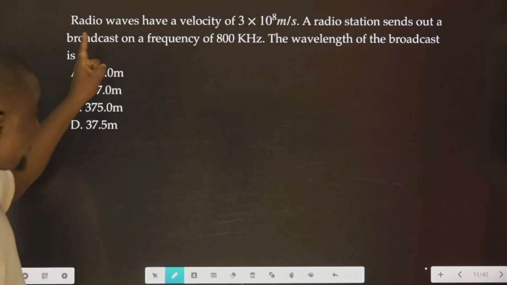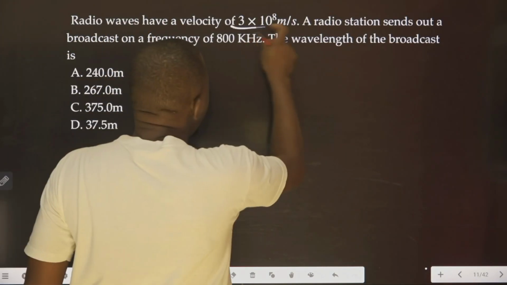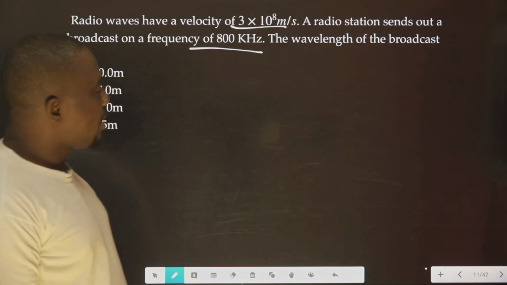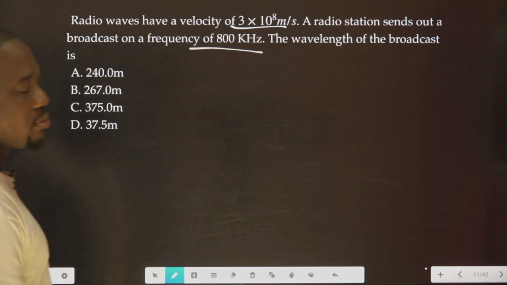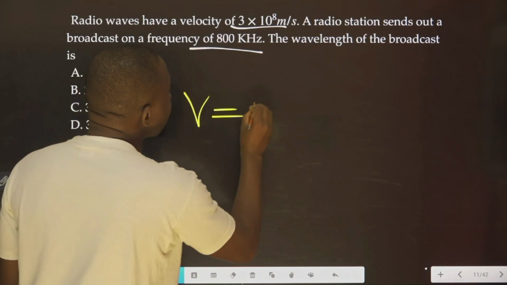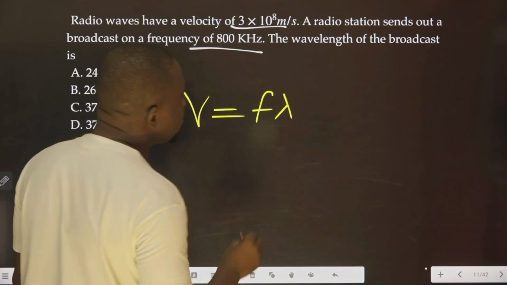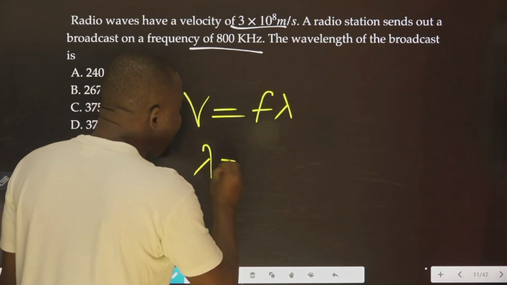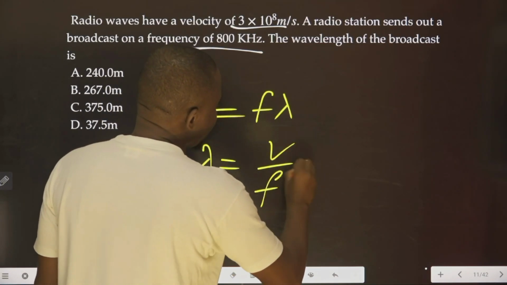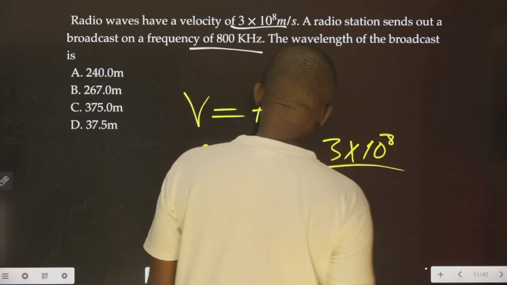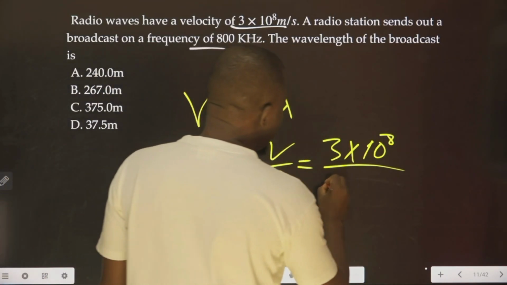Okay? Let's look at this. Radio waves have a velocity of this. A radio station sends out a broadcast on a frequency of this. The wavelength of the broadcast is what? What is velocity when it comes to radio waves? It is equal to the frequency multiplied by lambda, and this lambda is the wavelength. It means wavelength therefore is velocity over the frequency. The velocity is given to us to be this, 10 raised to the power 8, all over the frequency. The frequency is 800 kilohertz.